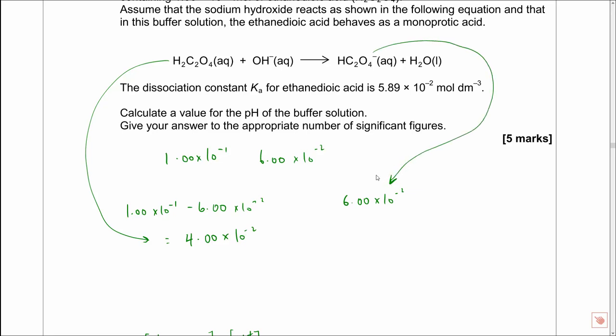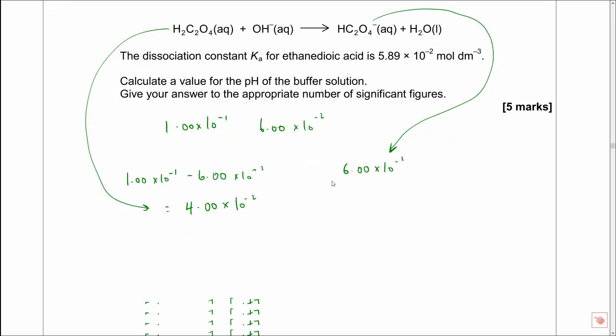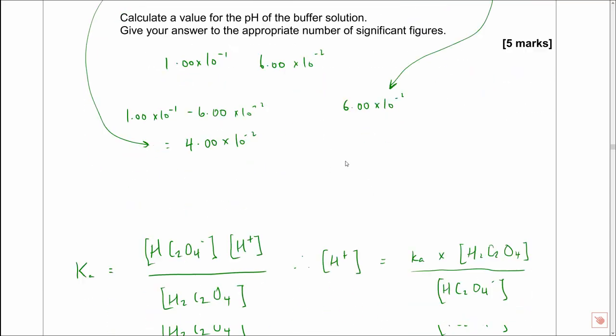So now what we've got to do is work out our concentrations of each. Once we've got our concentrations, we should be fine. But can we work out our concentrations? They're sneaky like that, aren't they? They're proper sneaky. They haven't given you a volume.